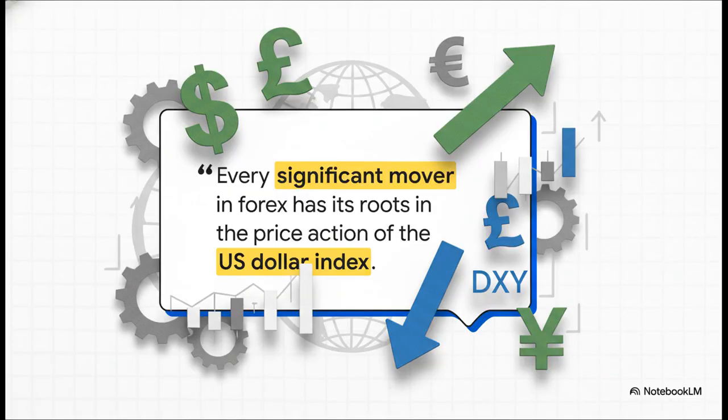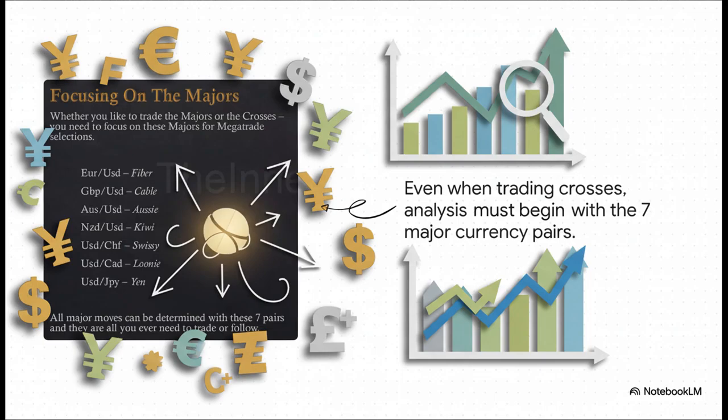Next up, the US dollar index. This one is completely non-negotiable. According to ICT, any valid mega trade setup must have the dollar's direction confirming it. So for instance, if you're bullish on the British pound, you absolutely need to see weakness in the dollar index. If they're out of sync, the setup is off the table. Simple as that.